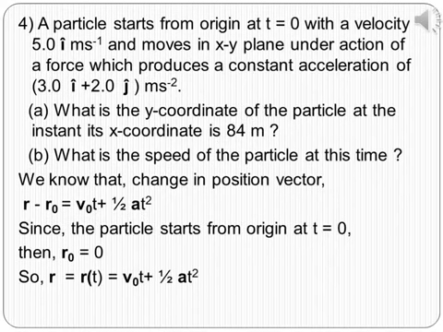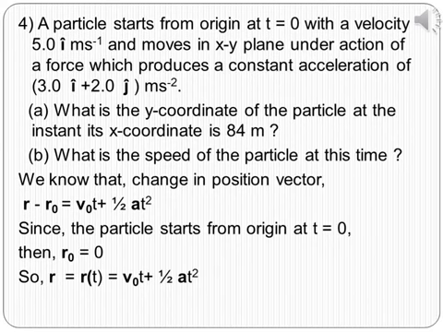And fourth question is, a particle starts from origin at time t is equal to 0 with a velocity 5 i cap meter per second and moves in xy plane under action of a force which produces a constant acceleration of 3 i cap plus 2 j cap meter per second square. A. What is the y coordinate of the particle at the instant its x coordinate is 84 meter, and B. What is the speed of the particle at this time?